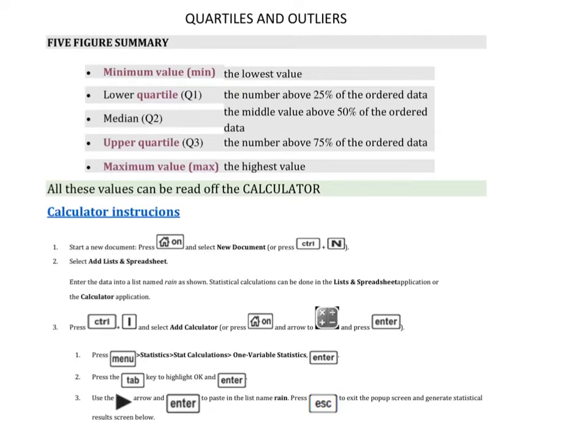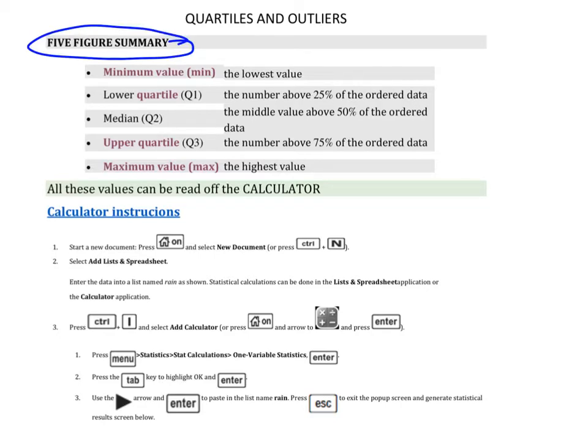Next lesson, we're going to be looking at box plots, which is a way of displaying our data. But before we can do that, we have to be able to gather some information to help us draw that box plot. And so the information that is required is this thing called the 5-point summary.